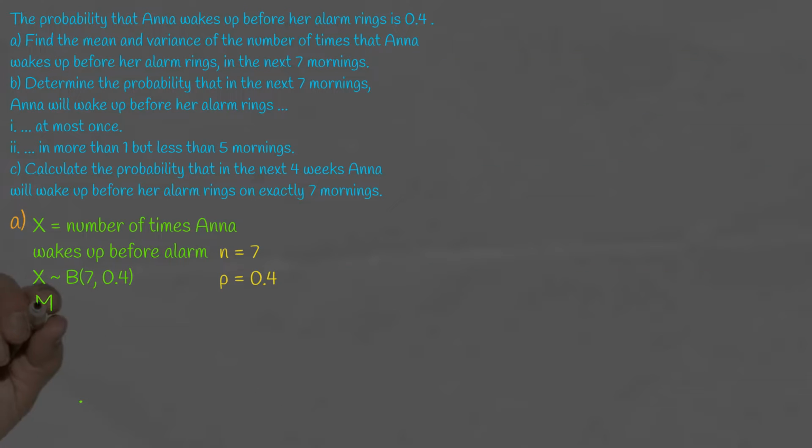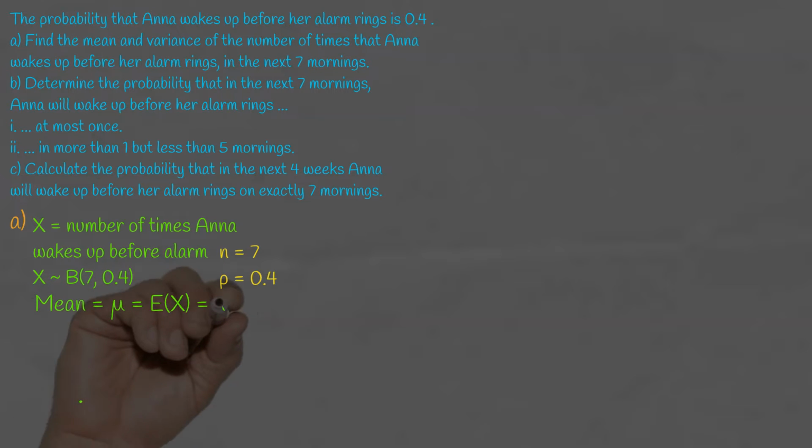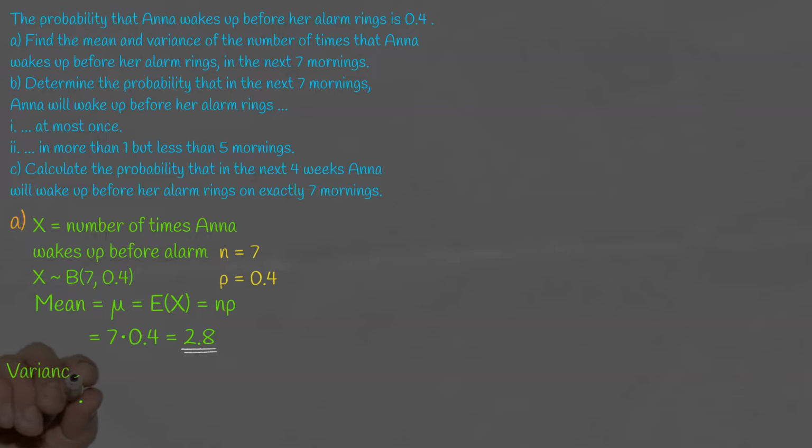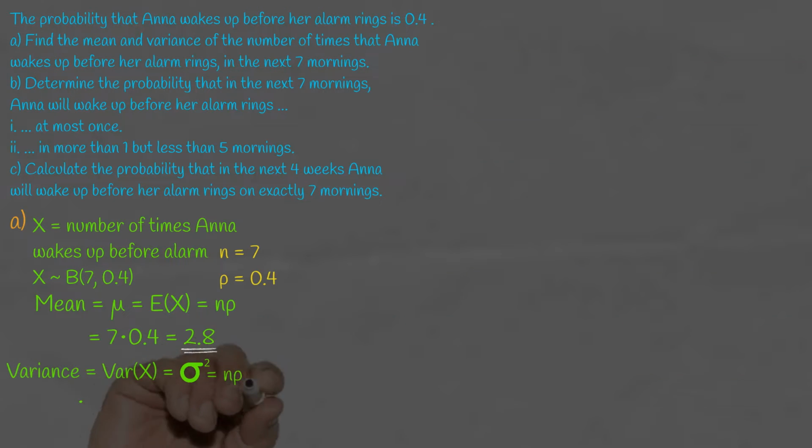Now the mean, which is also written as mu or E of x, is equal to n times p. And so we can work out the value for the mean to be 2.8. Now the variance, which can also be written as Var x or sigma squared, is equal to np times 1 take p. So this is also relatively straightforward to work out, and we get the value of 1.68.